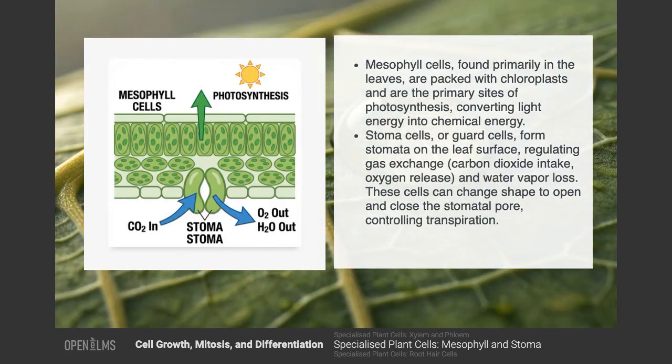Mesophyll cells, found primarily in the leaves, are packed with chloroplasts and are the primary sites of photosynthesis, converting light energy into chemical energy. Stoma cells, or guard cells, form stomata on the leaf surface, regulating gas exchange, carbon dioxide intake, oxygen release, and water vapor loss. These cells can change shape to open and close the stomatal pore, controlling transpiration.